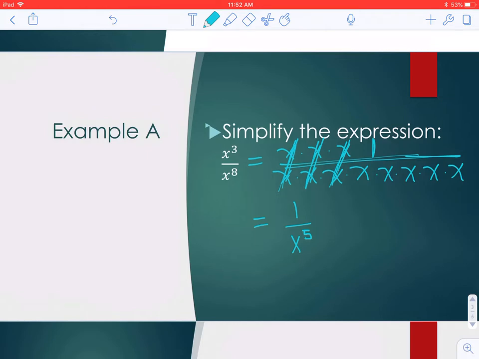Another way I could think about it is still doing x to the 3 minus 8, which is x to the negative 5th. But I can't keep a negative exponent in my answer, so I would still write it as 1 over x to the 5th. So a negative exponent means it's going to move. If it's in a whole number, it moves to a denominator. If it happened to be in the denominator to begin with, it would move up to the numerator.